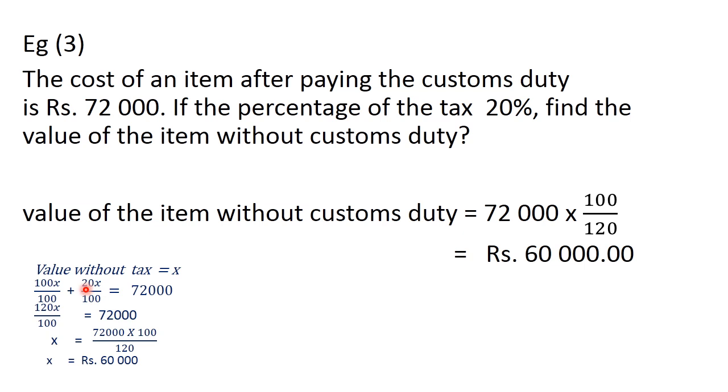This is the other method. x means the price of the item without any duty. x plus 20x over 100 is 72,000. x is its value, 20x over 100 is the tax, and the total is 72,000. I wrote this x as 100x over 100 because I need to write both with a common denominator. Now I can take 120x over 100 equals 72,000. Multiply both sides by 100 and divide both sides by 120, and you can find x.